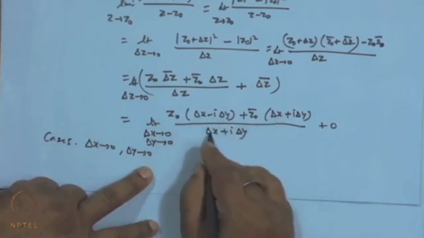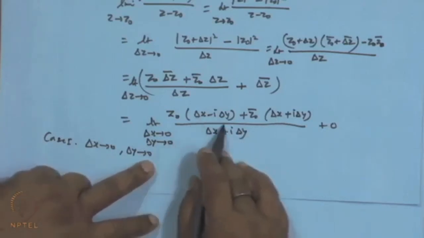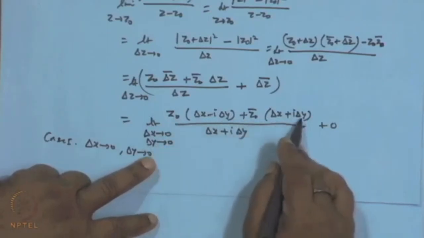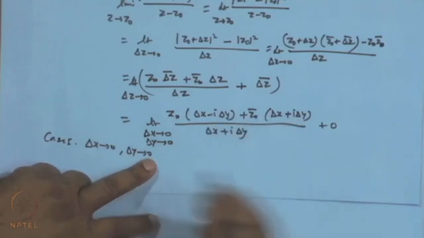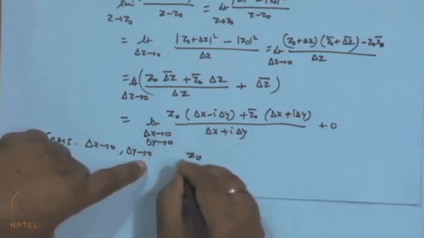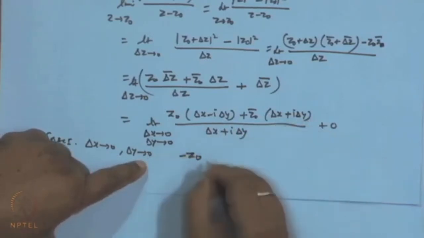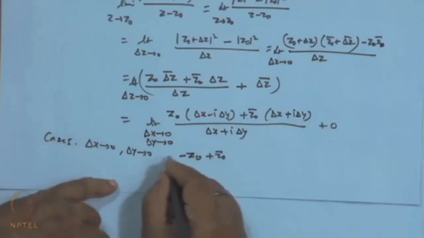Delta x is 0. So, what you are getting here, say delta x is 0, is z naught minus i delta y, z naught plus i delta y, and then divide by i delta y. So, delta y gets cancelled. So, what you are getting here? z naught with minus sign, i delta y is out, plus z naught plus this, that is all. This is the value of the limit.